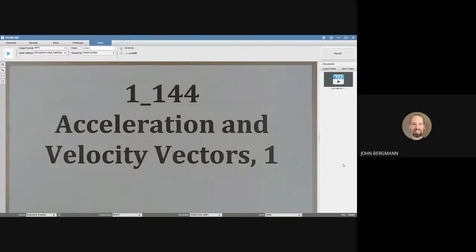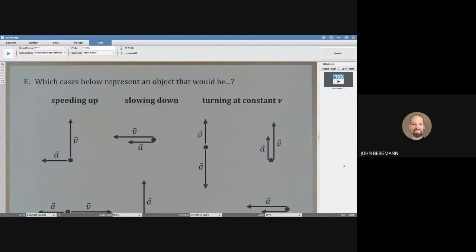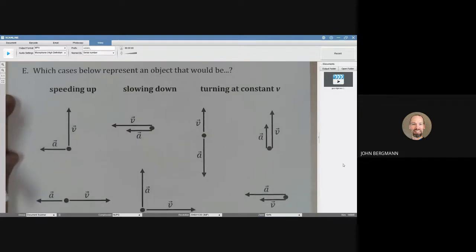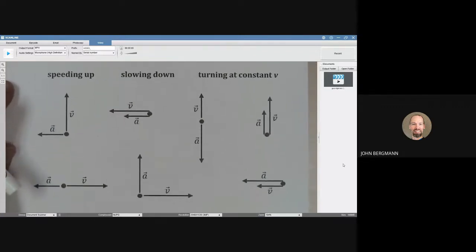This is our first video on looking at acceleration and velocity vectors. Which cases below represent an object that would be speeding up, slowing down, or turning at a constant speed? Let's deal with speeding up first.